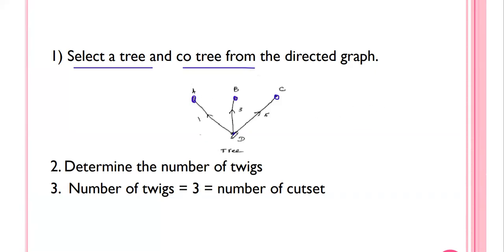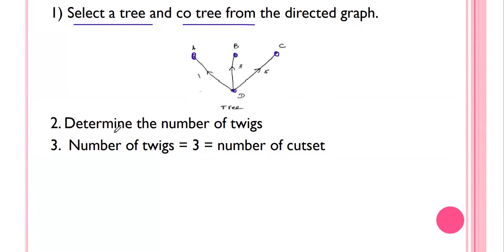In this tree, what are the twigs? The branches of the tree are nothing but twigs. So branch 1, branch 3, branch 5 are said to be twigs. The next step is to determine the number of twigs. How many branches are in this tree? 3 branches: 1, 3, 5. So if the number of twigs is 3, the number of cut sets is also equal to the number of twigs, equal to 3.